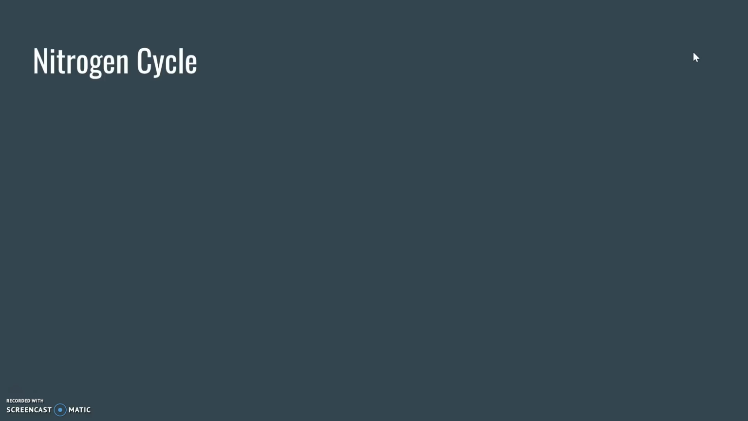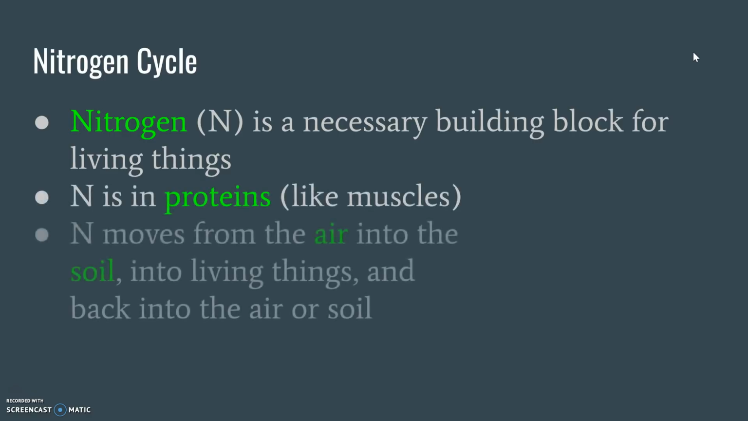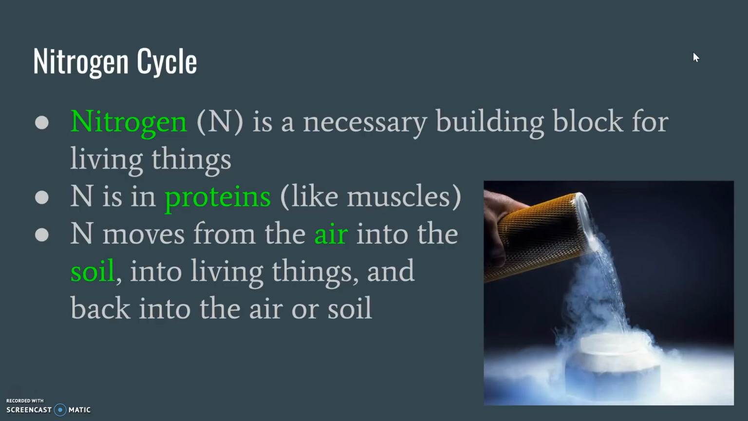So nitrogen cycle is a little bit more complicated, but I will get it down as simple as we can so we can understand it. So nitrogen, which you're going to see me use just the letter N because that's its abbreviation, is a building block for every living thing. You have nitrogen in your proteins like muscles. Nitrogen, this is the basics of the nitrogen cycle here, this next bullet point. Nitrogen moves from the air into the soil, then into living things such as plants, and then back into the air or soil. That's it. There's your cycle. Air into a living thing, back into the air.